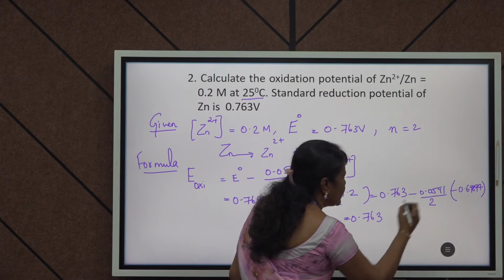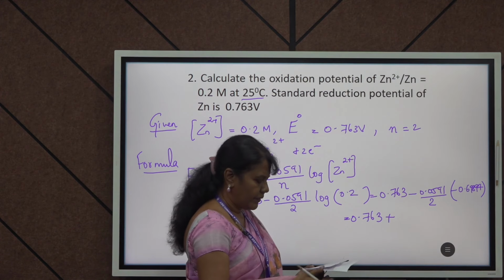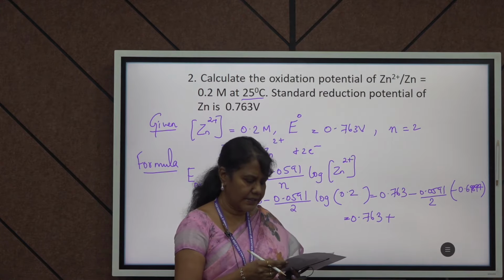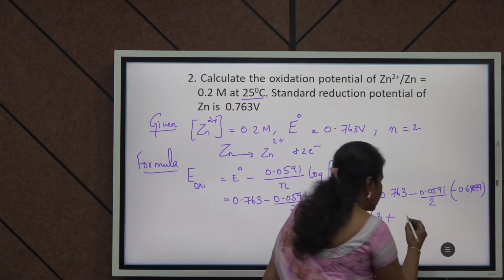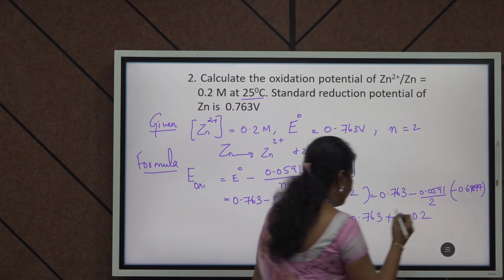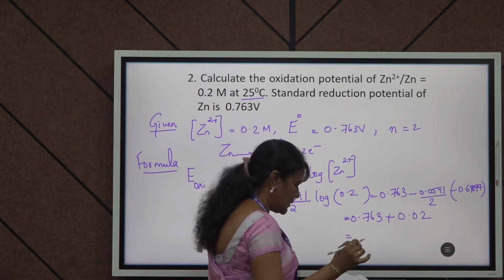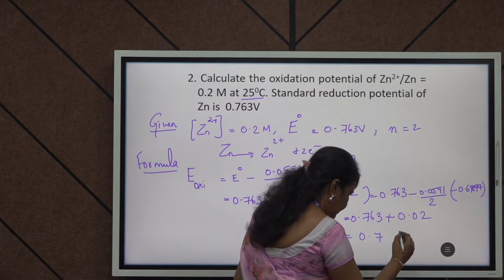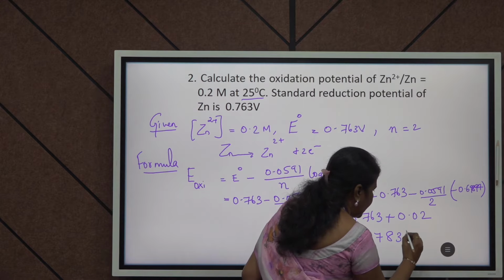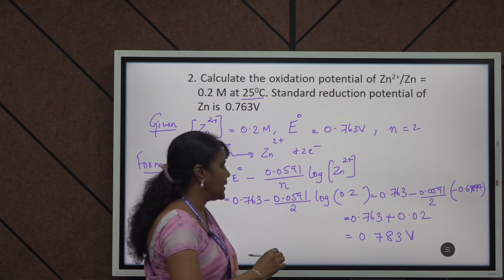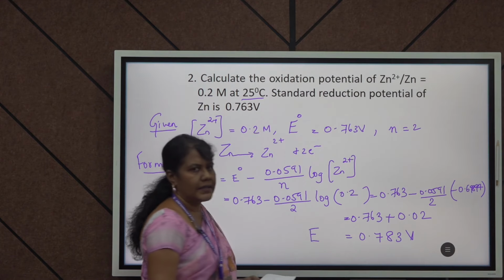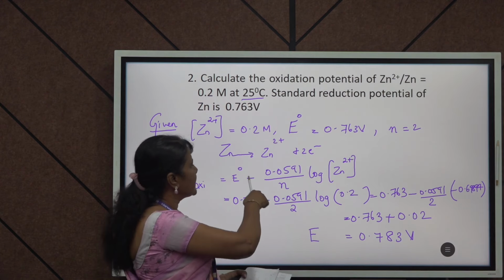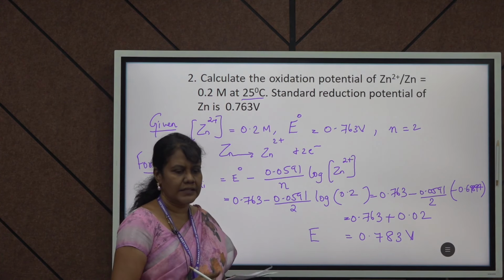So 0.763, and minus into minus becomes plus, when we multiply 0.0591 into 0.69897, what we get is 0.02. On adding these two, we get 0.783 volt. So this is the oxidation potential of zinc. This problem is also similar to the previous one. The only thing is the sign differs, as we are finding the oxidation potential.